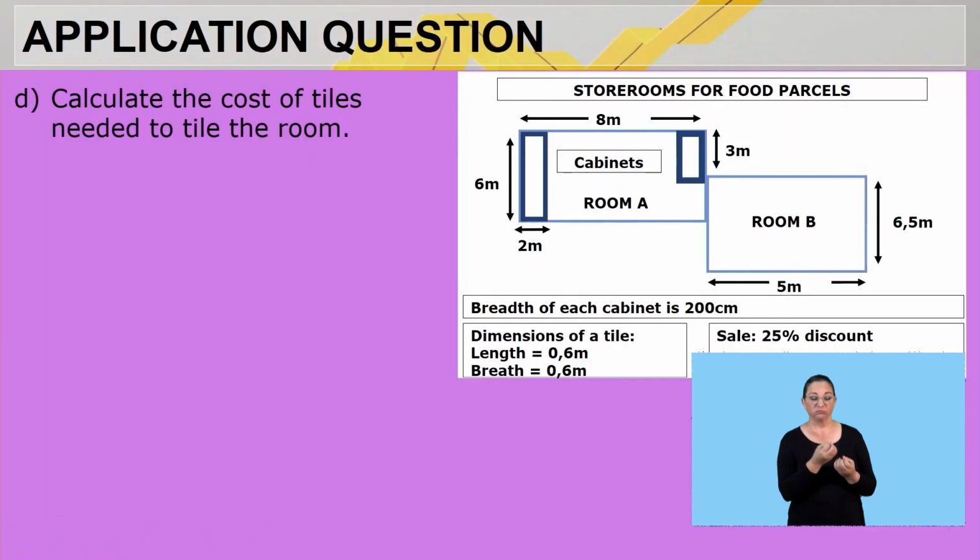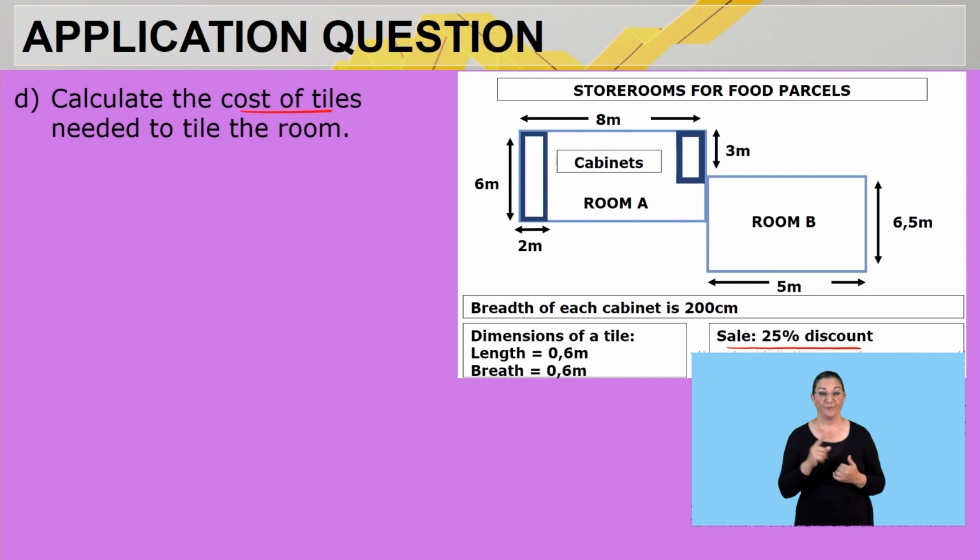All right, let's look at another question. It says calculate the cost of tiles needed to tile the room. Remember, it says here there's a sale, a 25% discount, and also the price of tiles is 180 Rand per square meter. So the question at hand: calculate the cost of tiles needed to tile this room.